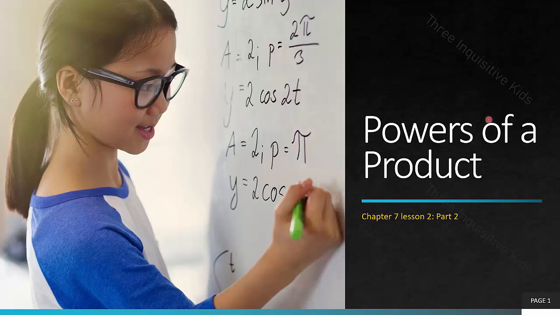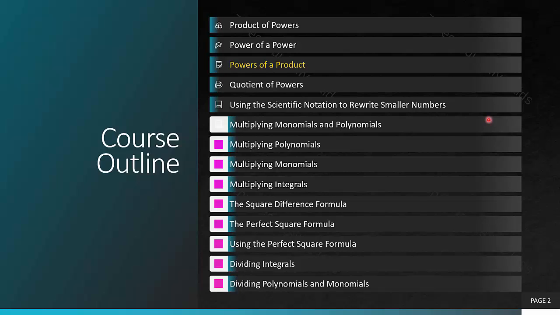In this lesson, we're going to be learning the powers of a product property, and it is going to be part 2 of lesson 2, chapter 7. So we've already learned the product of powers property and the power of a power property. In this lesson, we're going to be learning another property from the laws of exponents, the powers of a product property.